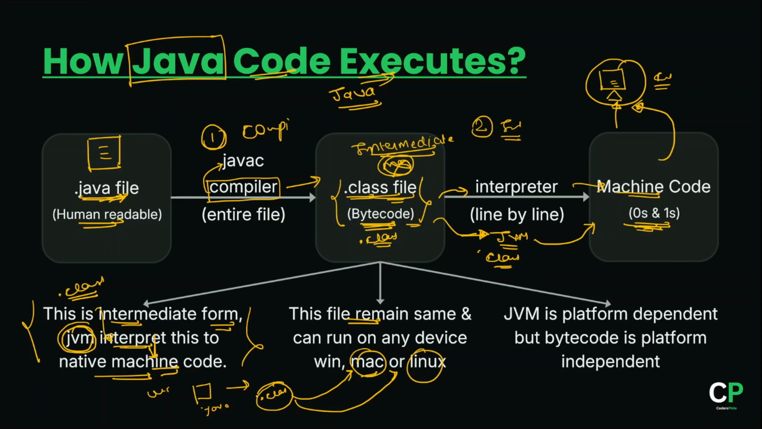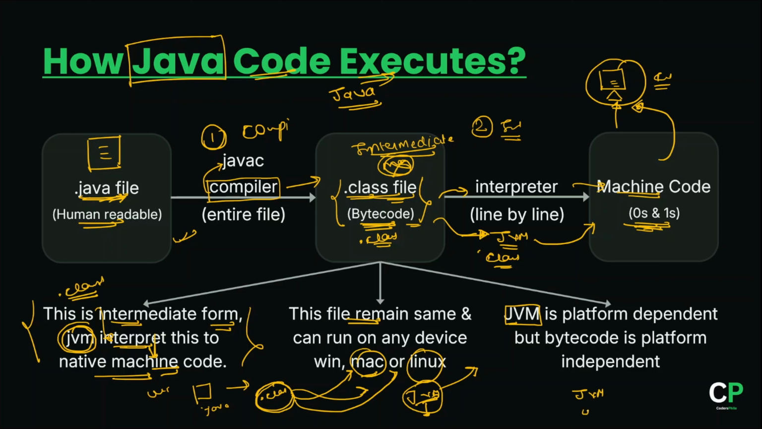because Java is platform independent. Why is Java platform independent? Because the .class file is taken by the JVM and interpreted into the native machine code. So this JVM is different for different operating systems, because native machine code is different for different operating systems. So this is taken care of by the JVM.